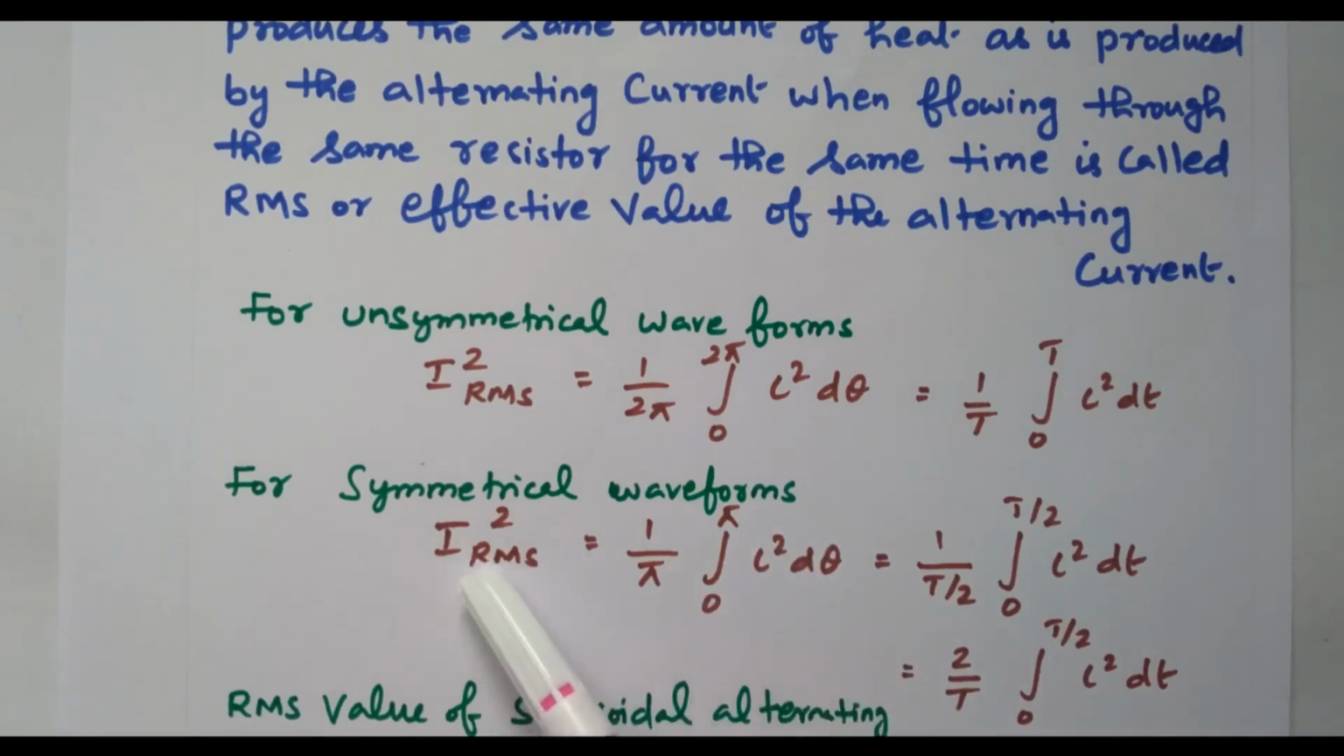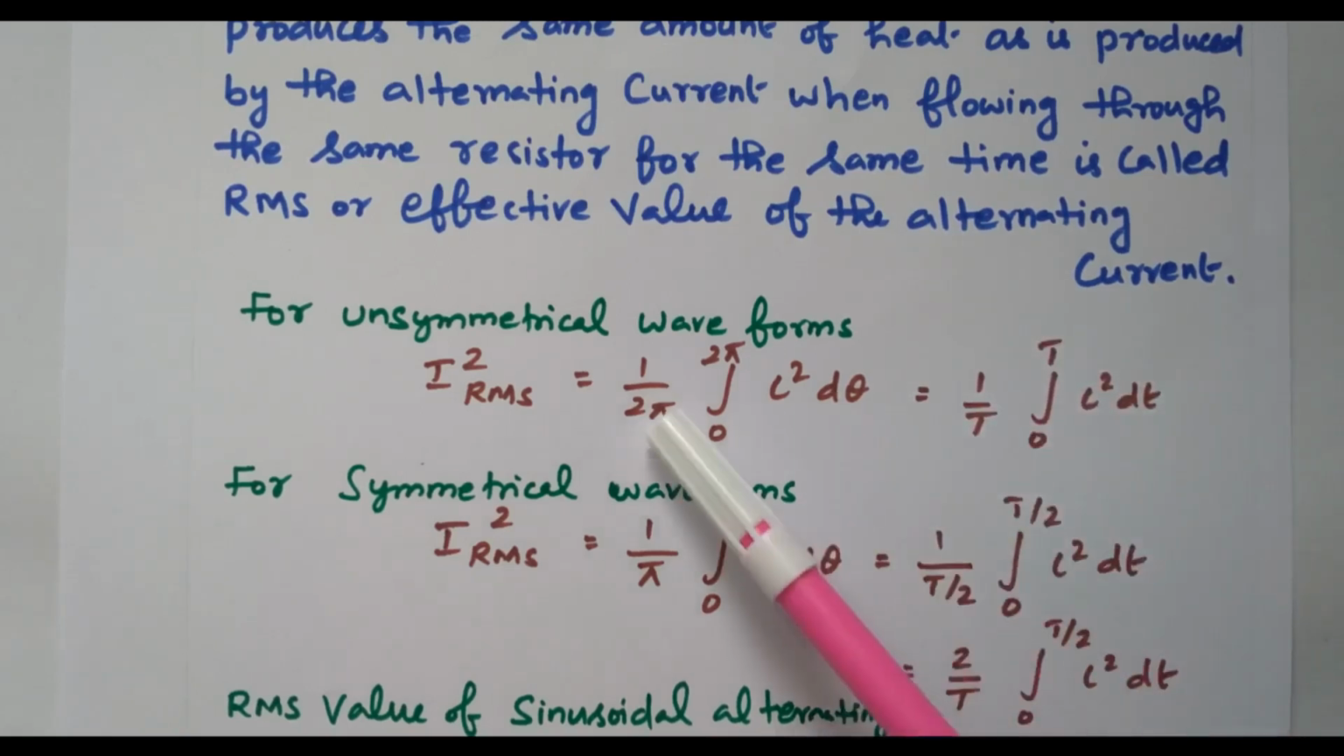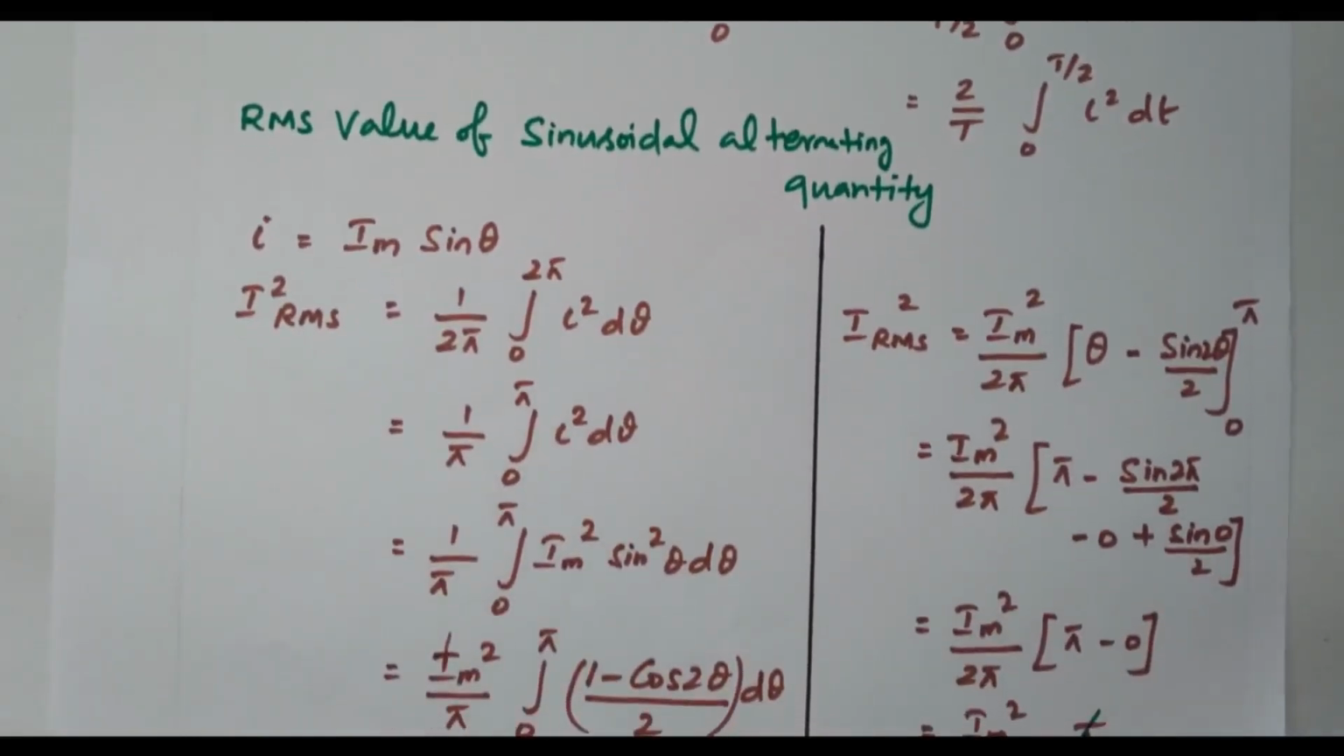But again we take the square root, so that the originality will not change. So here, 1 by T, integral 0 to T of I square dt. This is a general term. T is nothing but the time period. It may be 2 pi or pi, or T by 2 for half cycle. So this is a general formula; T may be 2 pi or it may be pi. Now we'll go to the alternating quantity and see the RMS value.